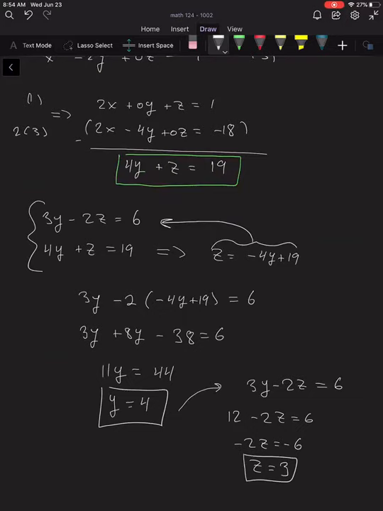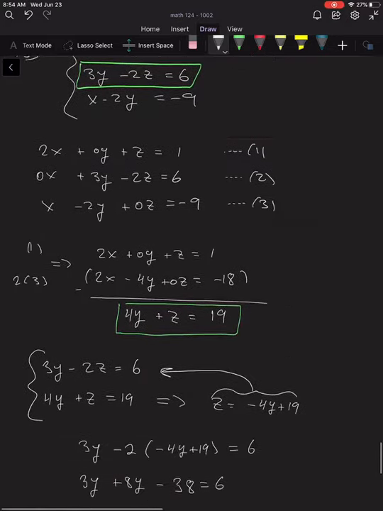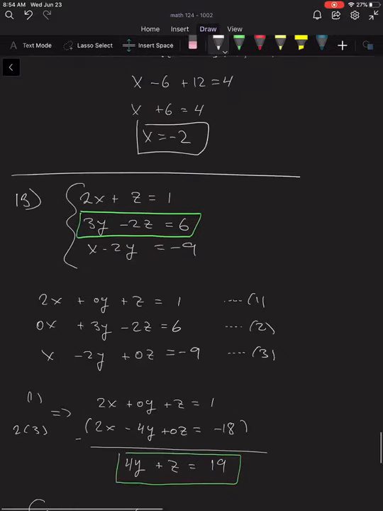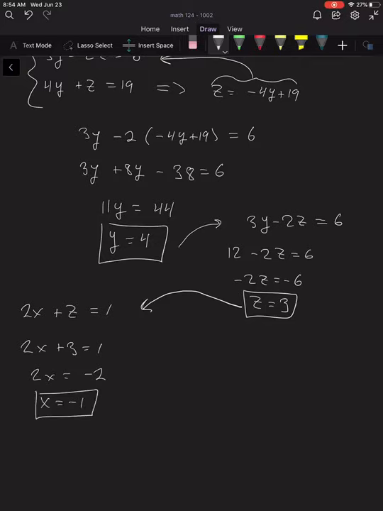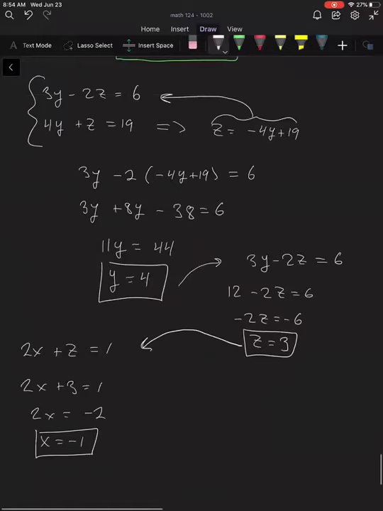Okay, and then we go back to the original problem. We found z is equal to 3. Let's take this equation up here, this 2x, because we need to find x now. So we have 2x plus z is equal to 1. And then we just plug the z into here. So we get 2x plus 3 is equal to 1. So 2x is equal to minus 2, and then x is equal to minus 1. All right, so then we get these three answers. x is equal to minus 1, y is equal to 4, and z is equal to 3.